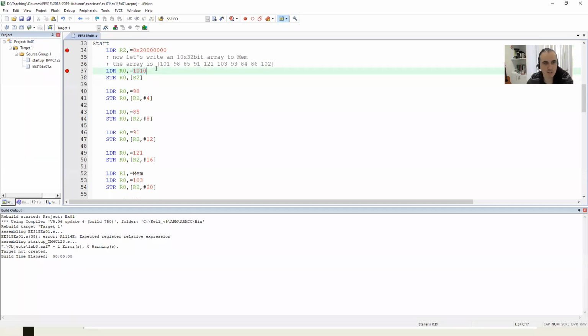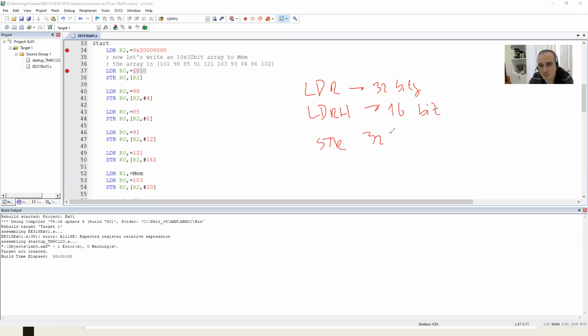So let's get back to our examples in the memory. So guys, I'm going to teach you something now. I'm going to be defining a new version of STR and LDR. LDR was 32 bits, right? I'm saying that LDRH is the 16-bit version. And STR is also 32 bits. I'm saying that STRH is the 16-bit version.